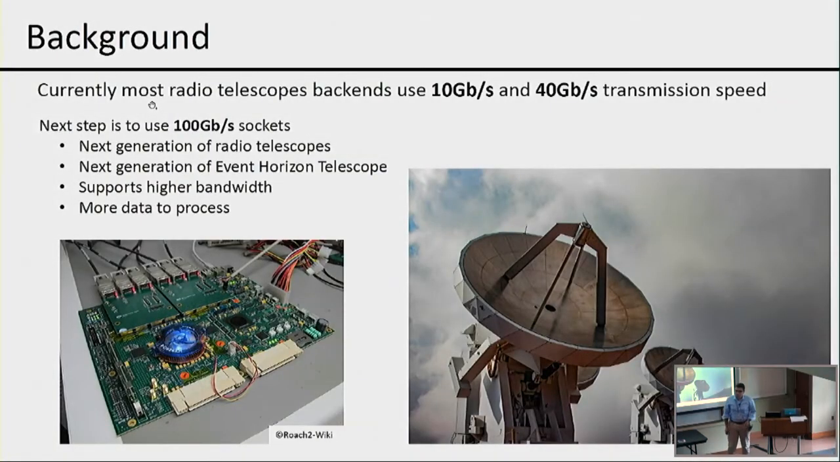So during the last couple of days, we had different talks on different examples of observatory sites and their backends. One noticeable thing about their backends was they were using either one or multiple 10 gigabit per second or 40 gigabit per second ports. However, we need more bandwidth and we need more data to process. So the next generation of radio telescopes, and as a result the next generation of Event Horizon Telescope, are aiming at 100 gigabit per second ports.